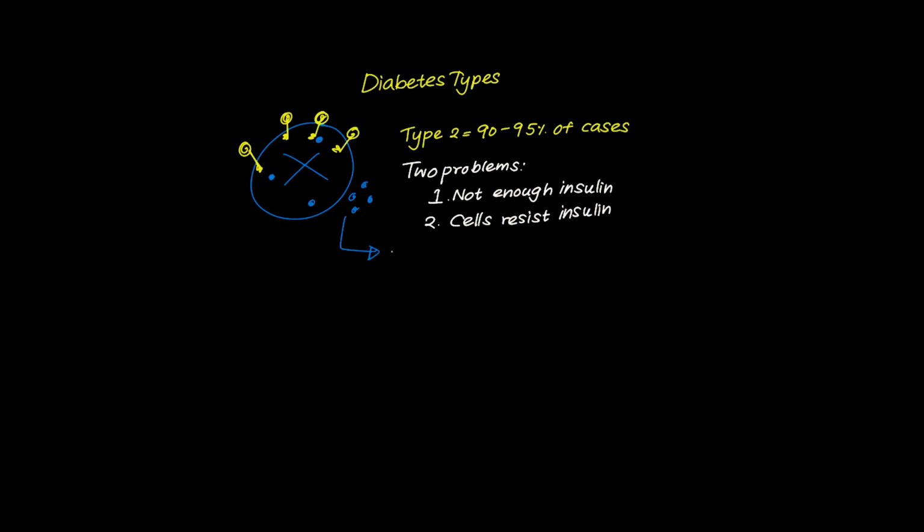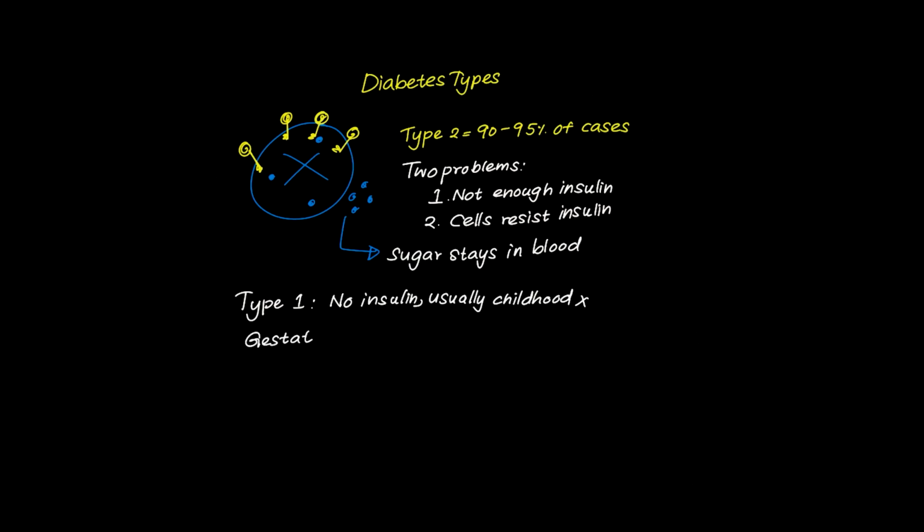The body still makes insulin, but either not enough or the cells resist it. This insulin resistance means sugar builds up in the blood instead of entering cells for energy. Risk factors include being overweight, inactive, and having a family history. It typically develops later in life, though it's increasingly appearing in younger people due to obesity.